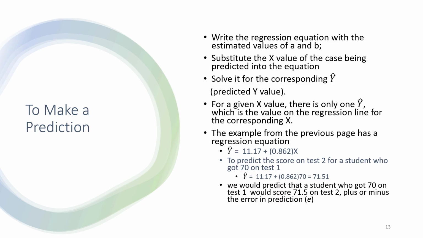One thing to be clear about is that for a given x value, there is only one predicted y value, which is the value on the regression line for the corresponding x. This means that the regression line is a collection of all predicted y values.